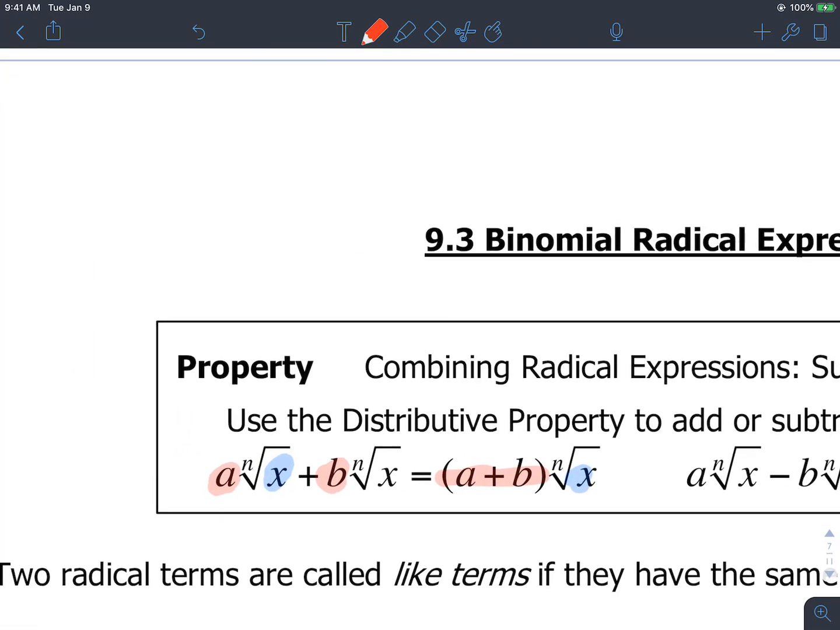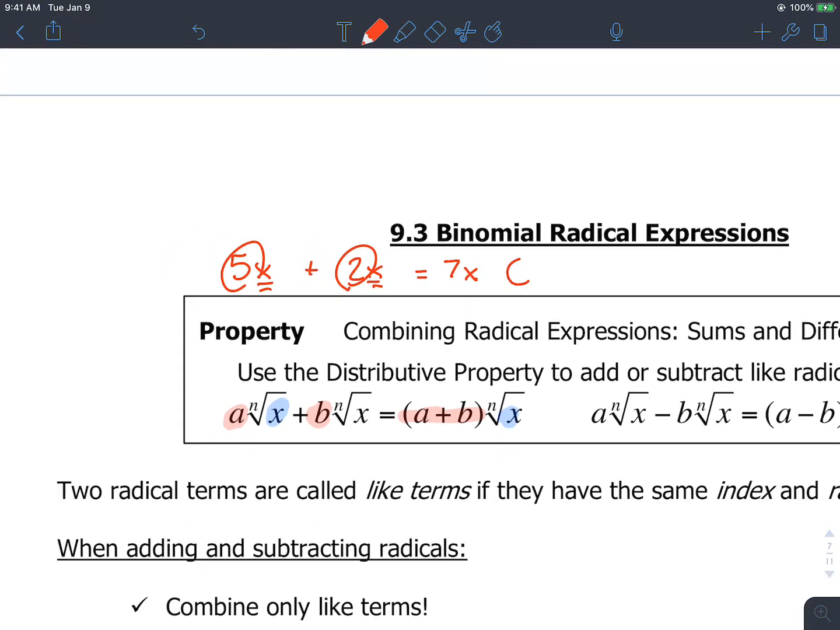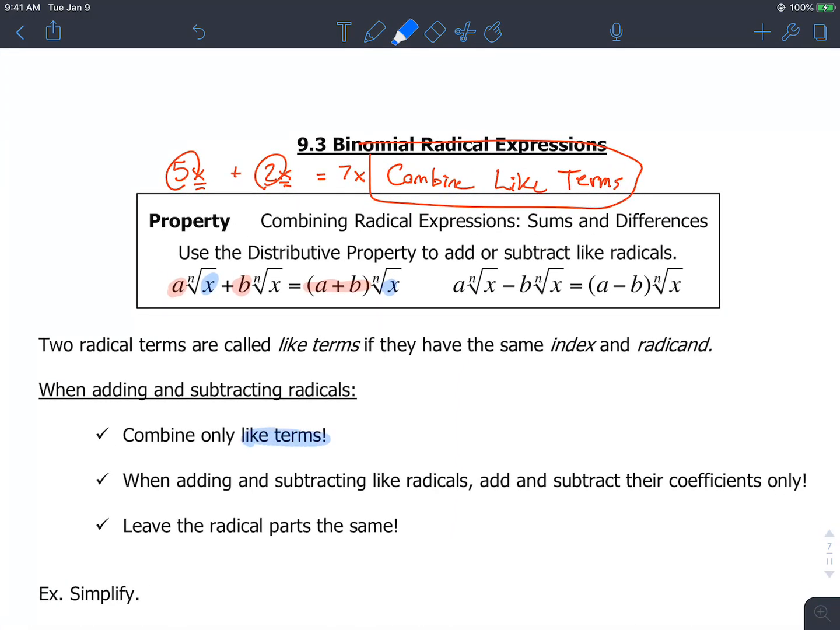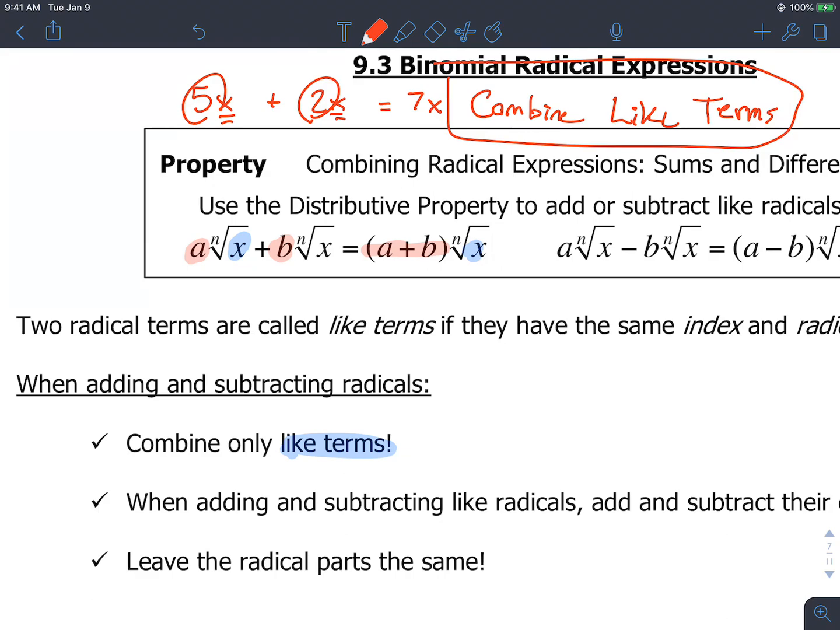If you use algebraic expressions, for example if you had 5x plus 2x, we combine the coefficients out here. We say that's 7, and then we keep it as x. We don't change it to x squared or anything. So basically, it's like combining like terms. That's the big thing that we're going to be doing here. Now you can only add like terms, or in this case, like radicals.